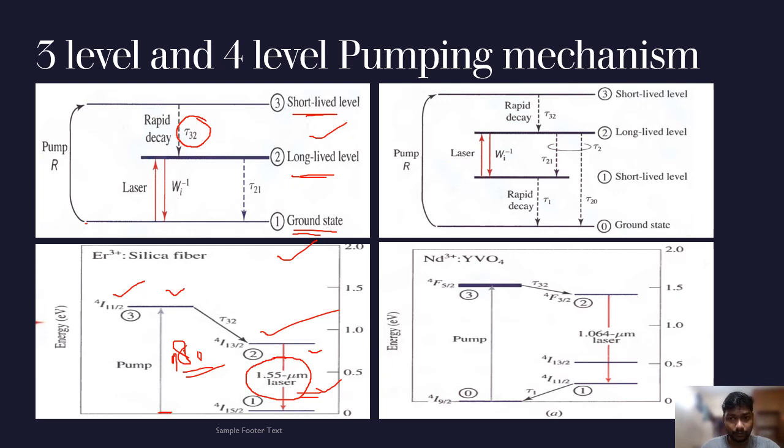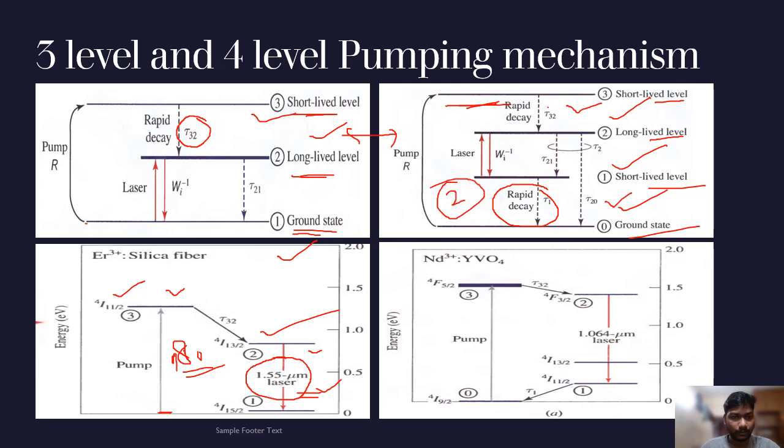In the four-level mechanism, there are four levels: the ground level, a short-lived level, a long-lived level, and another short-lived level. The pump is from the ground level to the third, short-lived level. There is a rapid non-radiative decay, and the lasing is from level 2 to level 1. Then there is another rapid non-radiative decay from level 1 to the ground state. So the difference between these two is that in the 3-level there is one non-radiative decay, and in the 4-level there are two non-radiative decays.